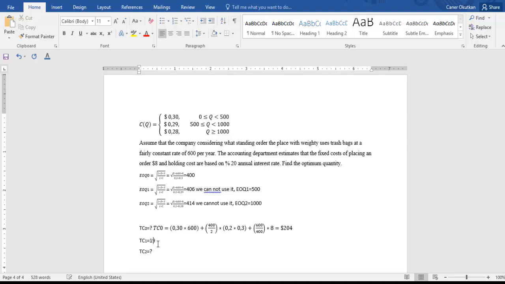And another calculation we find this and this. So which is the minimum total cost? Total cost $198. It is smaller than point 0 and second point, so we use this economic order quantity, economic order quantity equals 500.